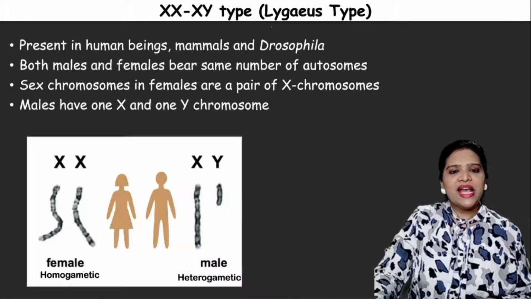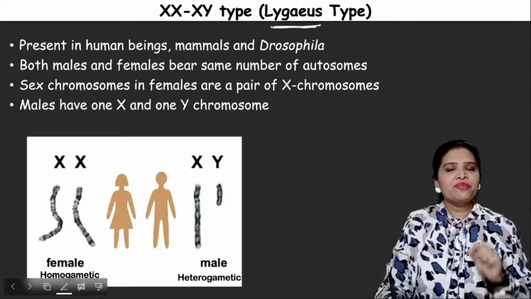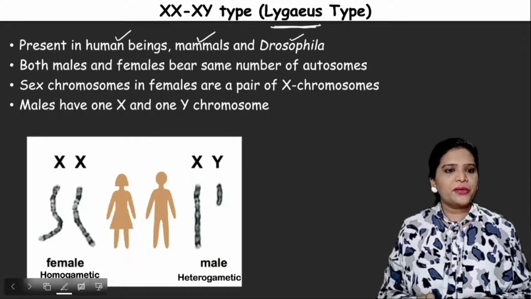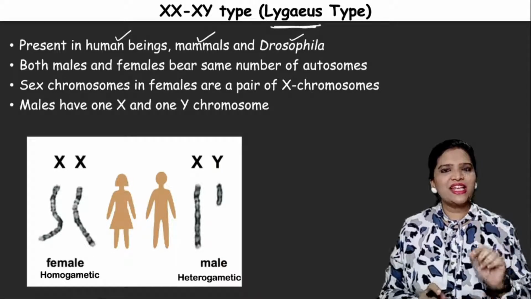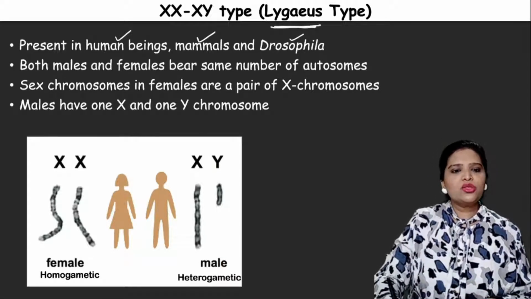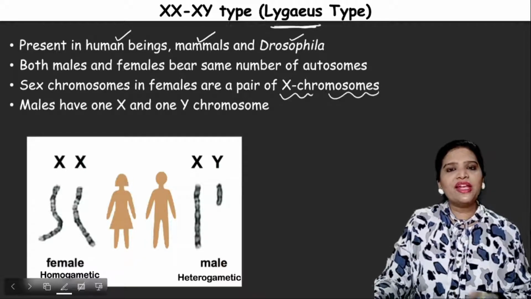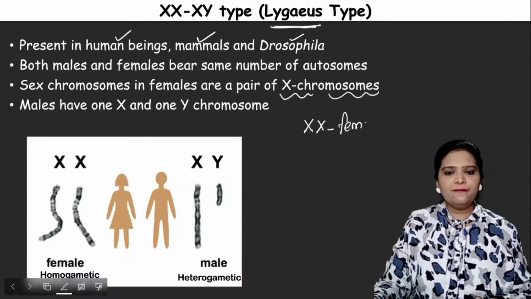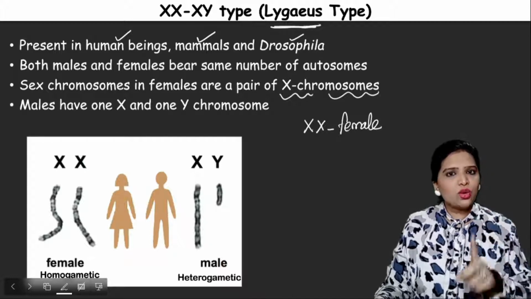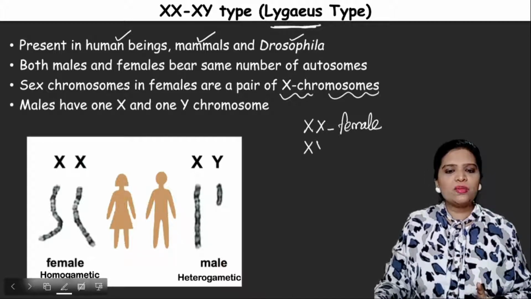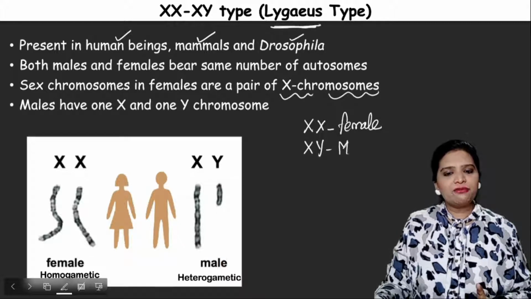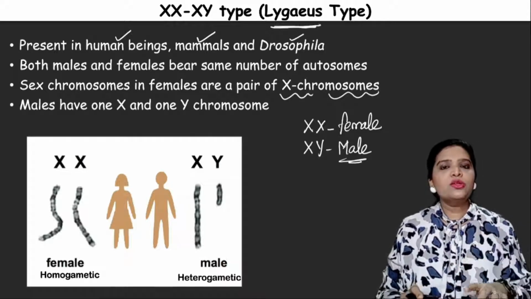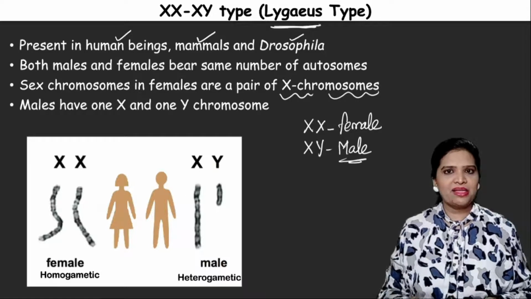This is also called Lygaeus type of sex determination. Examples for this are human beings, mammals and also Drosophila, the fruit fly. So what happens here in this XX, XY type? Here the sex chromosomes in the females are a pair of X chromosomes. That means females have two X chromosomes, whereas the sex chromosomes in the male are one X chromosome and one Y chromosome. So if one X and one Y is present, this is male. This type of chromosomes are present in human beings and mammals.